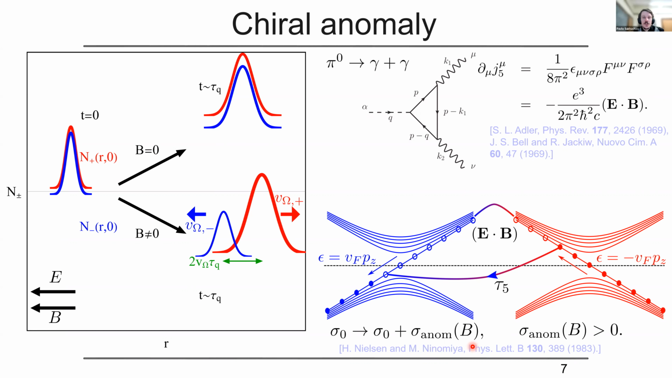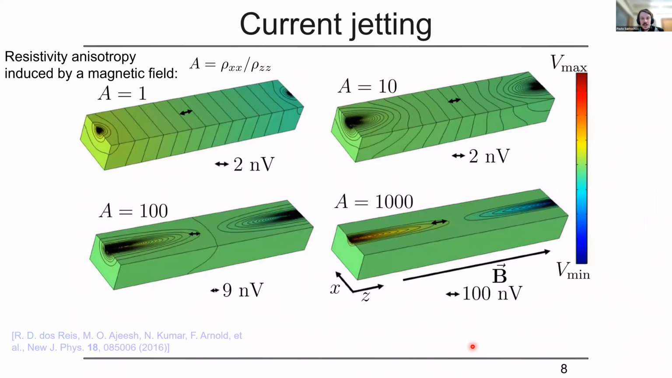Well, great news. We have chiral anomaly discovered in solids. But in fact, as usually happens, there are many other effects that can mimic such a chiral anomaly. For example, one of them is the so-called current jetting. This phenomenon appears because of the non-trivial electric current distribution in materials with large anisotropy in their resistivity.